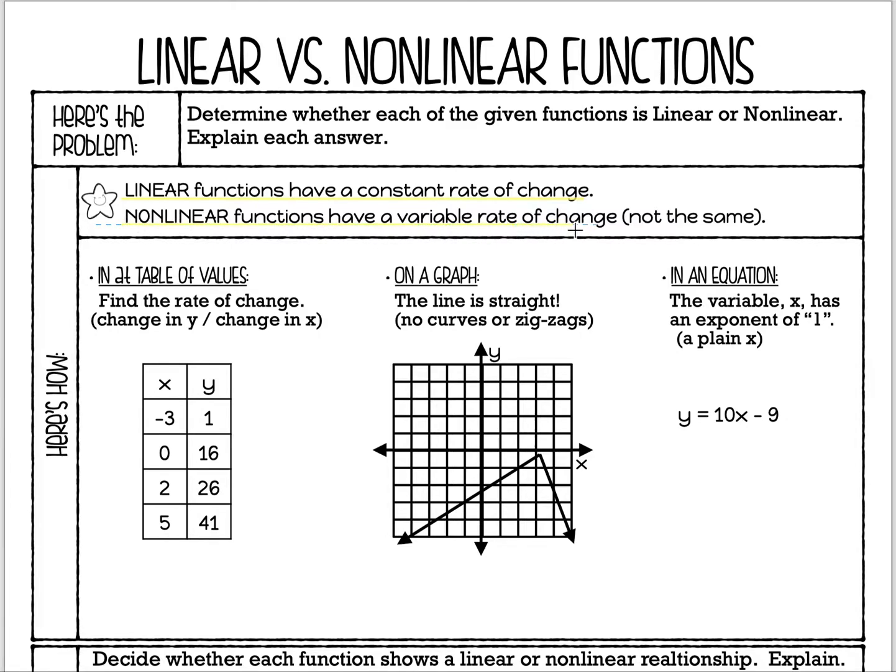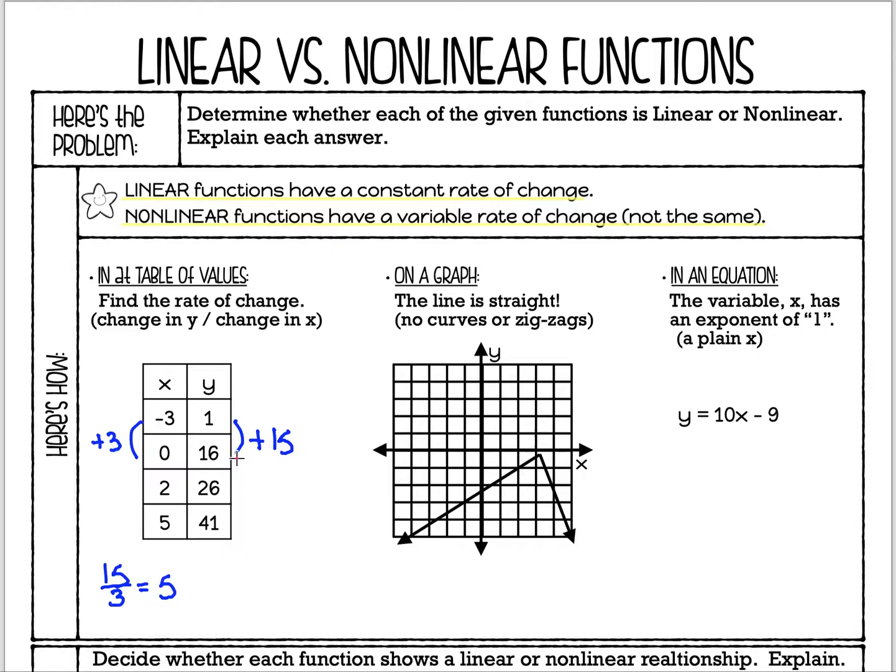So when they're talking about a variable rate of change, that just means it's not the same thing over and over and over again. Now, we're going to check and see if these relationships here are linear or nonlinear. All right, when we have a table of values, remember we just figure out what the rate of change is, and that is change in y over change in x. So I'm going to look on my table and I'm going to see what's going on here. From 1 to 16, that would be a plus 15 on that side. And then from over here, from -3 to 0 would be a plus 3. So my change in y over my change in x is going to be 15 over 3, and that equals 5.